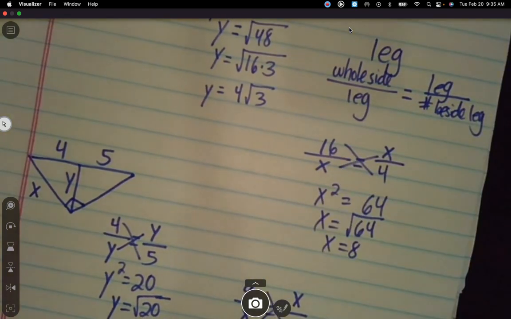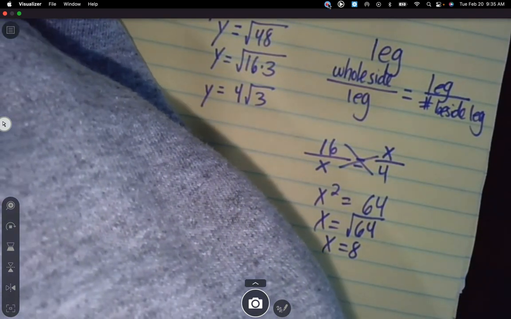6 through 12 golf, 9 through 12 tennis, right. So let me stop that.